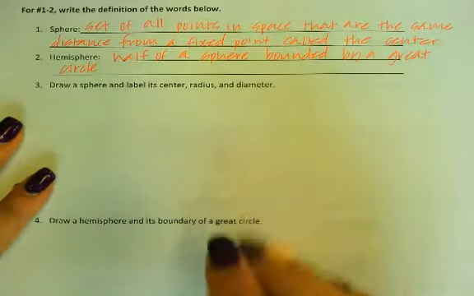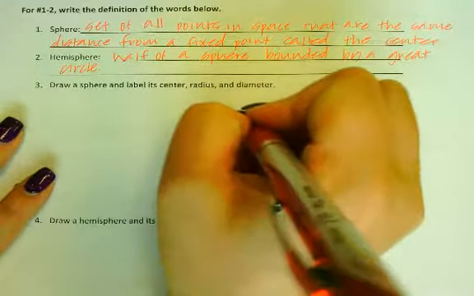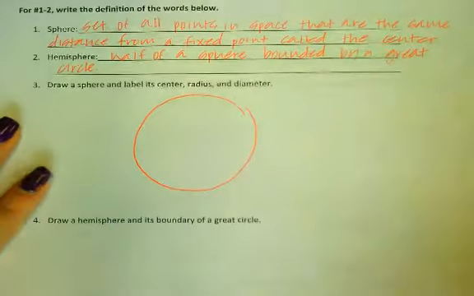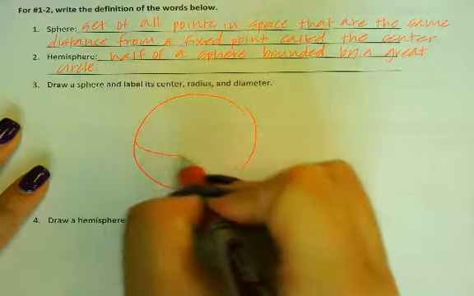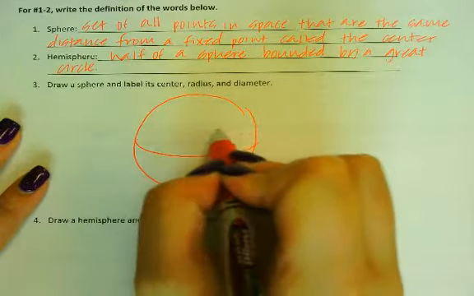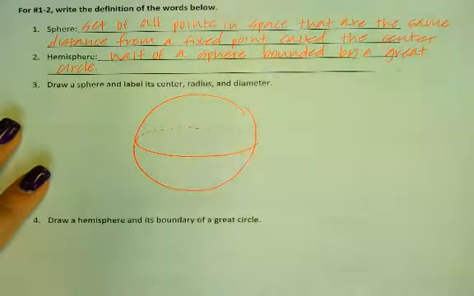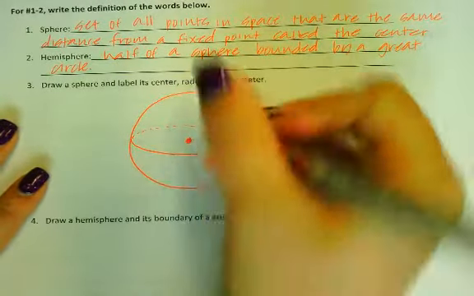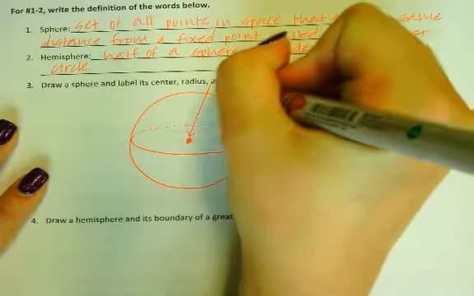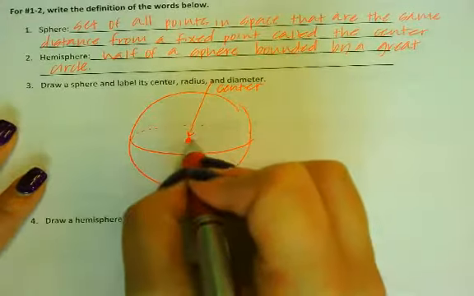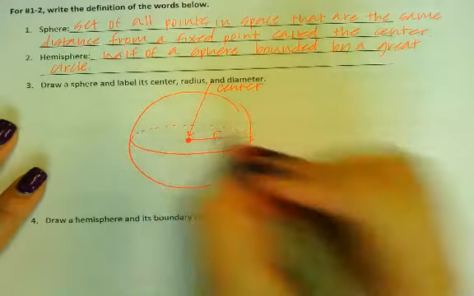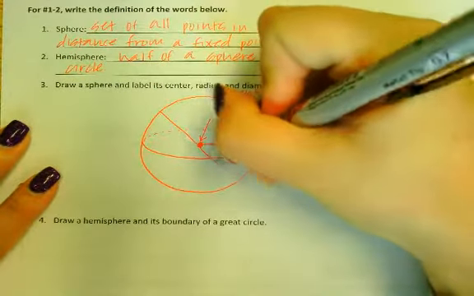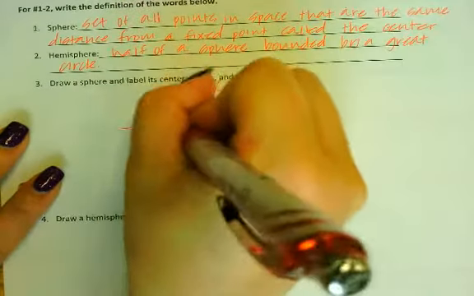Okay, draw a sphere and label its center, radius, and diameter. Okay, so see how good of a circle you can draw. Okay, this would be my center. My radius. And then the whole thing across would be my diameter.